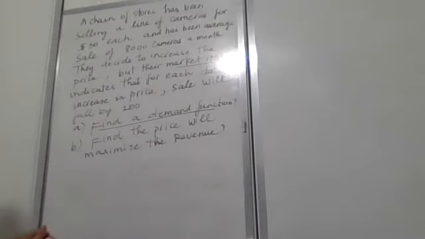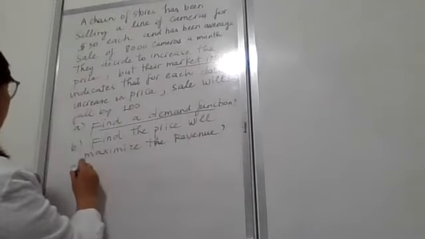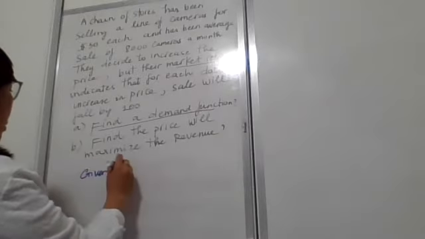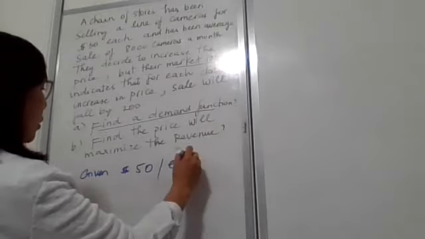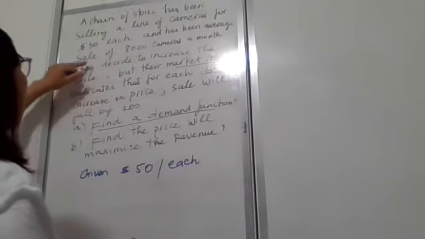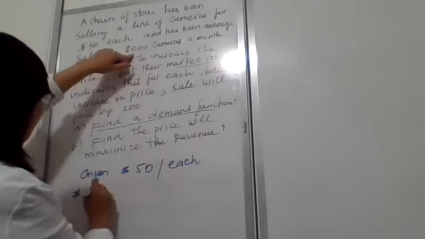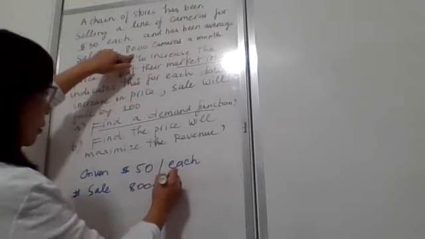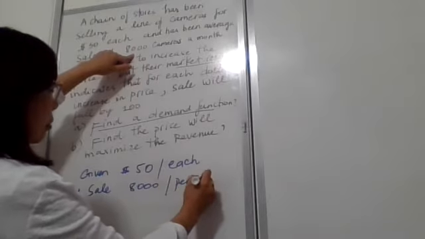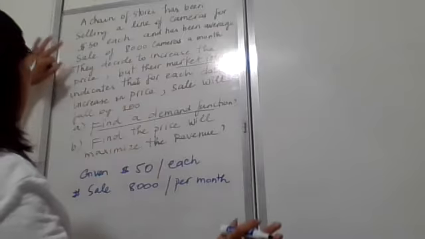Okay, so let's summarize what the question tells us and what the question asks us. So they say that there's a price for each camera. So given the price for each camera is $50 each. And how many sales do they make? So the number of sales is 8,000 cameras per month. So that's what they tell us. What else do they say?